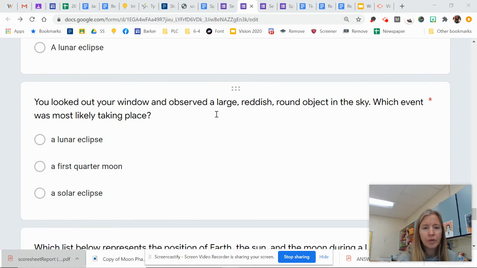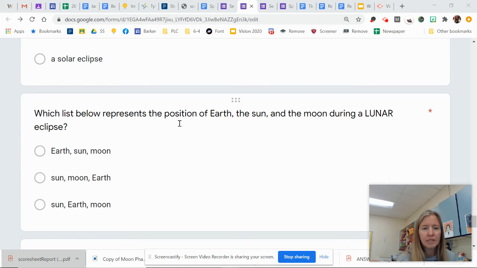You look out your window and observe a large, reddish, round object in the sky. Which event was most likely taking place? A lunar eclipse, a first quarter moon, or a solar eclipse? Now, if you remember, this question was on our study guide, and it said that if you look up into the night sky and you see a reddish brown moon, it would most likely be because of one of these things: lunar eclipse, first quarter moon, or a solar eclipse.